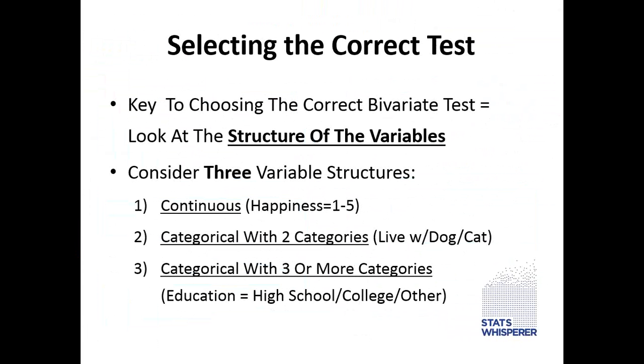So 2, categorical with 2 categories, right? Such as, do you live with a dog or a cat? That's a 2-category answer. And 3, categorical with 3 or more categories, i.e. more than 2 categories. Right? So education has 3 categories. It's categorical with 3 categories: high school, college, and other. So if you keep these 3 variable structures in mind, you can determine which statistical test you need for the bivariate analysis.